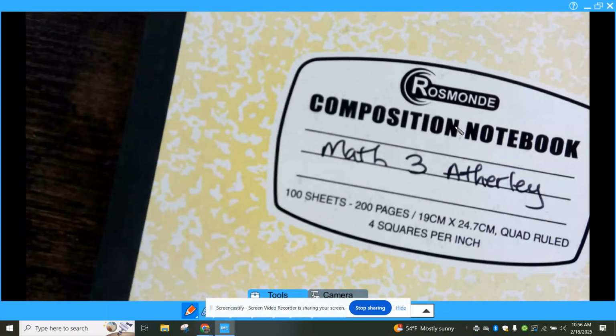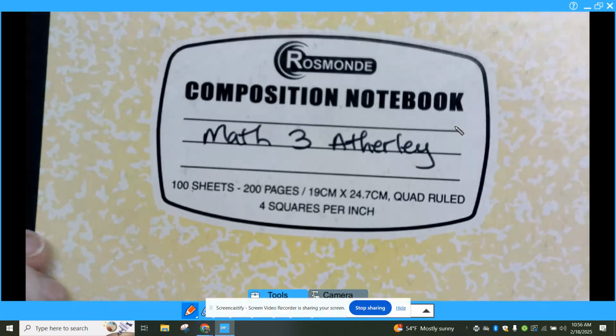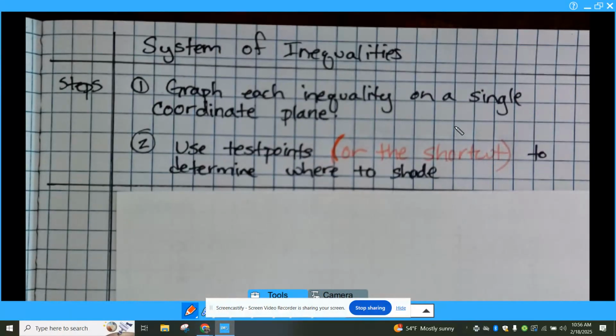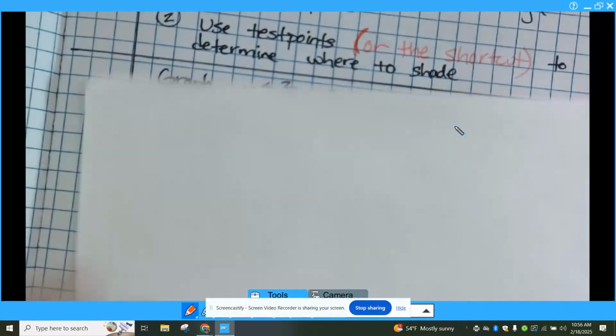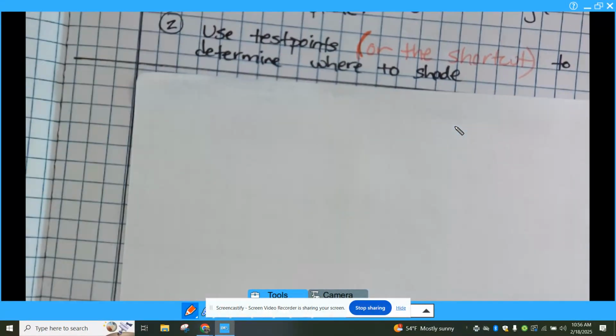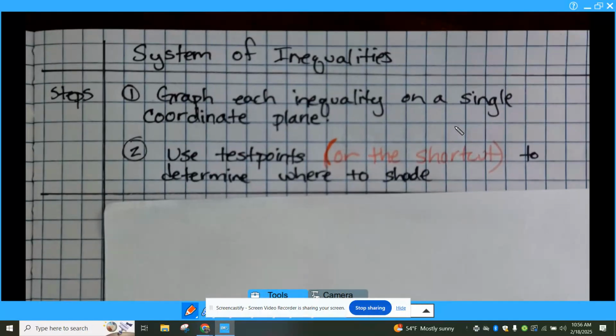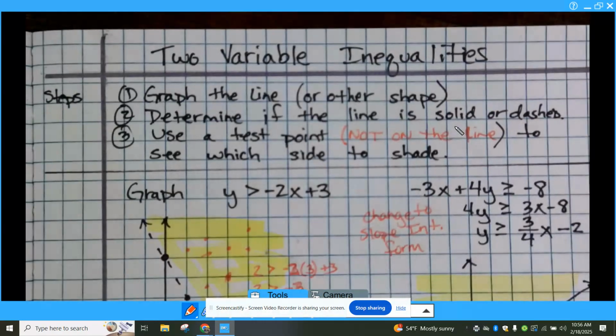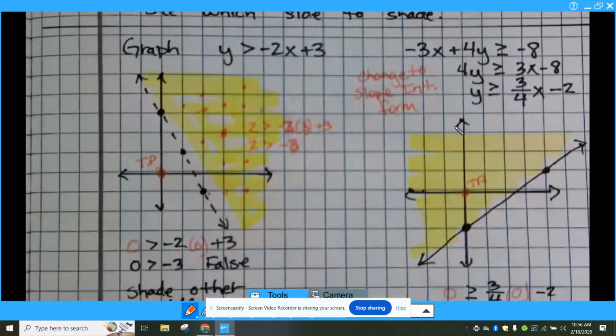Okay, today's notes are going to be on systems of inequalities. So we've got two steps with these. You're going to want to look at graphing a two variable inequality if you need to remind yourself on how to do these. It should be on the page before. It should look like that, okay, with some shading.